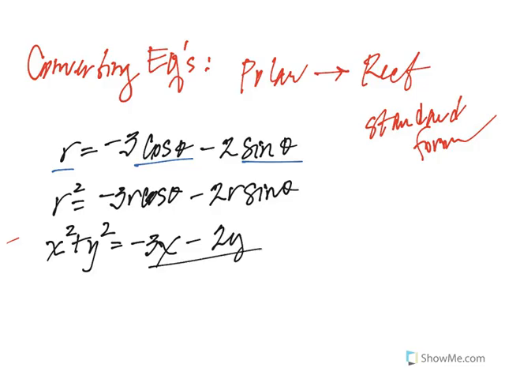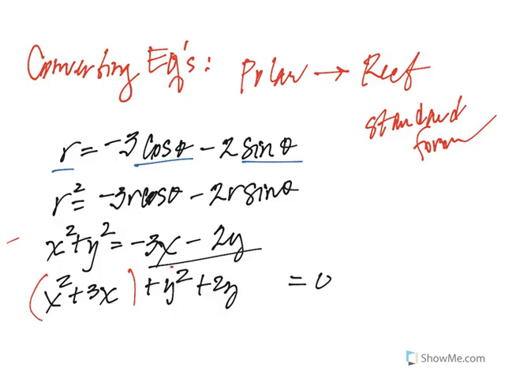And then I want to put this in standard form. I'm going to take these two things, move them to the other side. That's x squared plus 3x plus y squared plus 2y is equal to 0. And now I want to complete the square for both of these. Take 3, cut it in half and square it. That's plus 9/4. 2, cut it in half and square it. That is plus 1. I have to do the same to the other side. That is 9/4 plus 4/4. That's going to be plus 13/4.